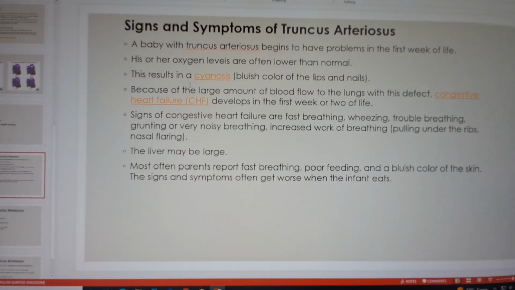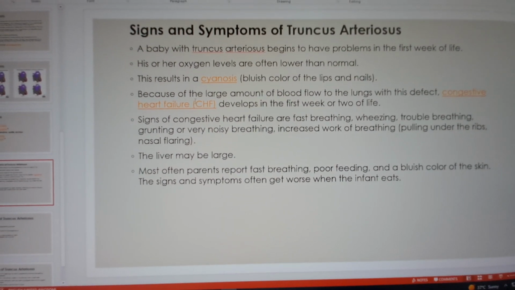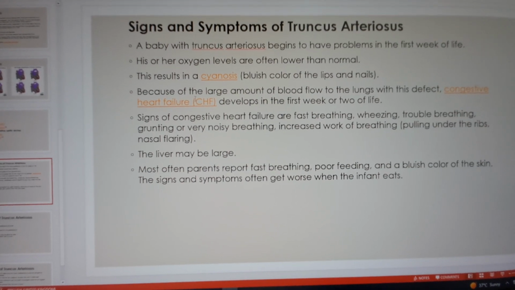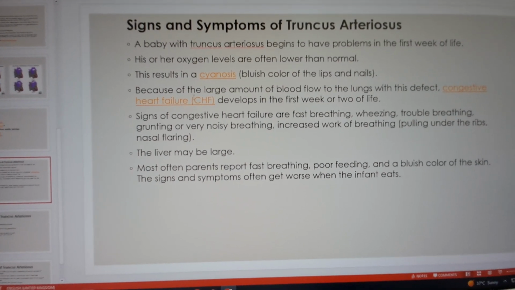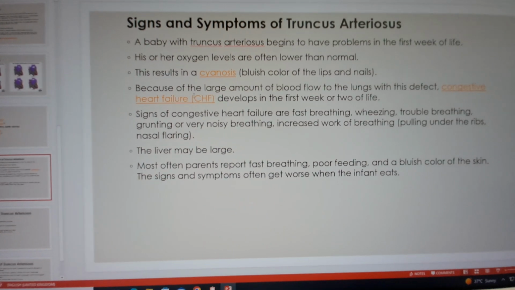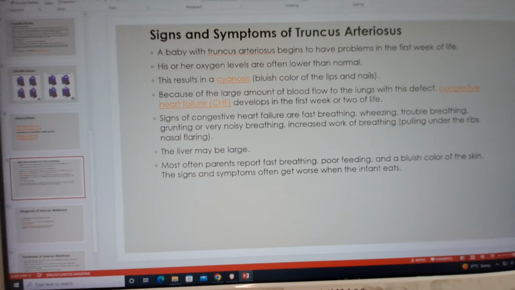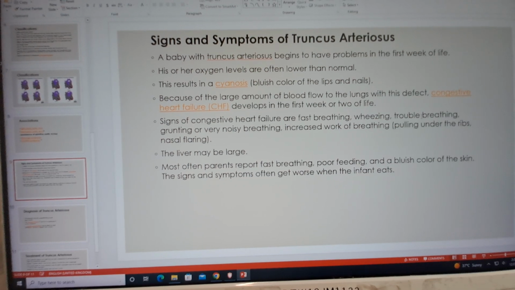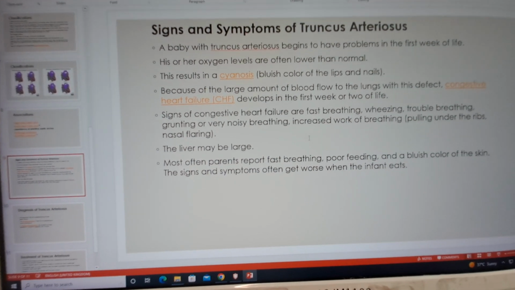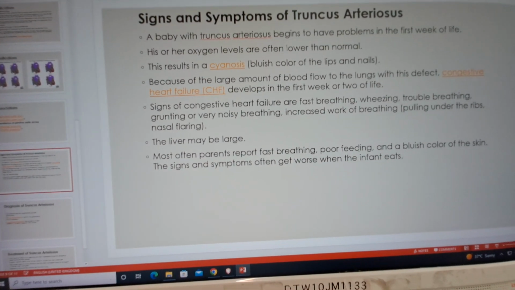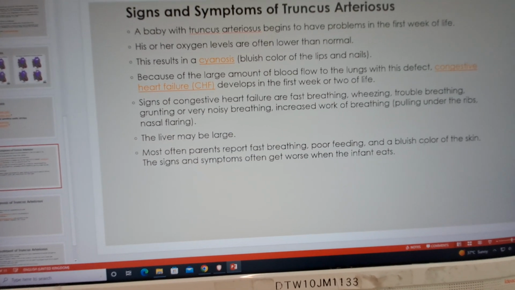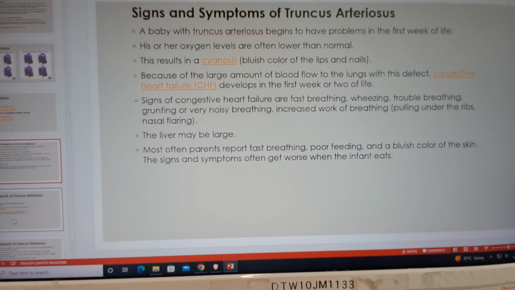The lungs develop high pressure, which leads to right-sided failure or congestive heart failure. The symptoms of congestive heart failure are breathing problems, vomiting, poor breastfeeding and feeding, and blueness of the skin and nails.